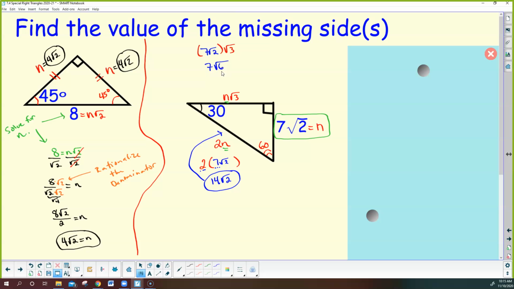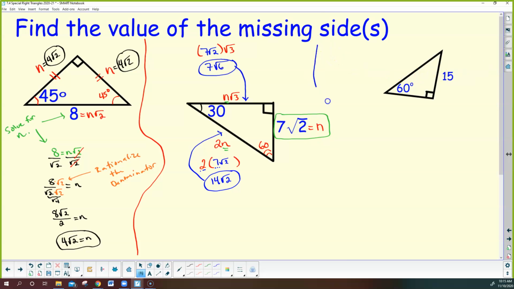And I do want to think about, could I break down 6 into some factors? But none of the perfect squares go in there, so this is completely reduced. And that means that the side length across from the 60 is 7 square roots of 6. Now look at our answers. They're not friendly, right? But they're reduced, and there are no decimals. All right, let's try another one.